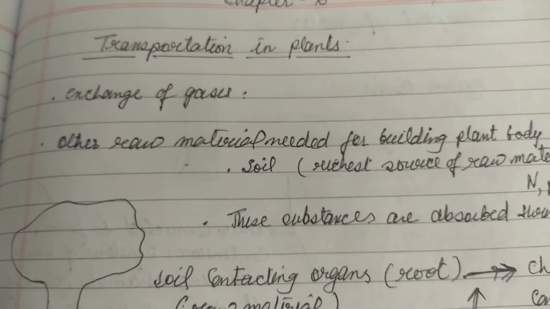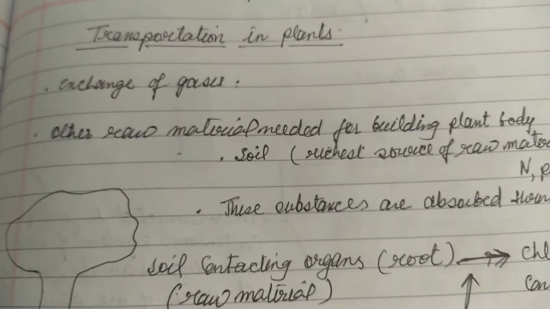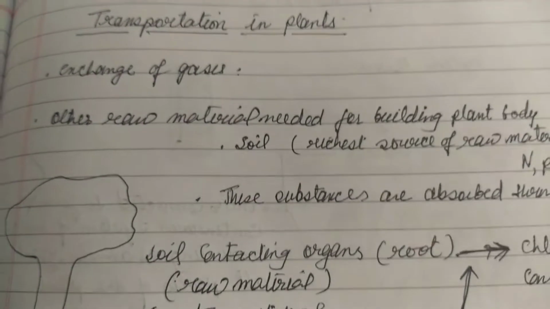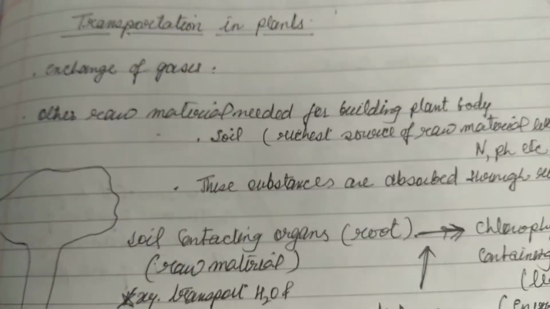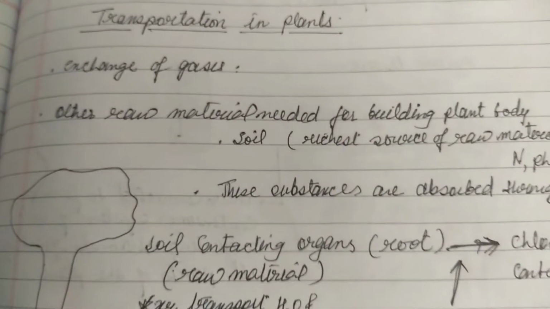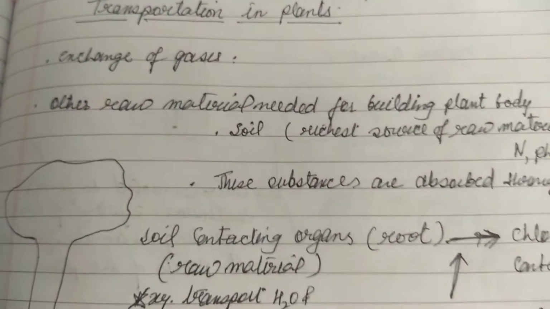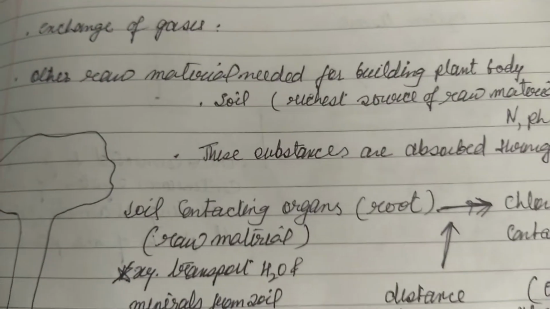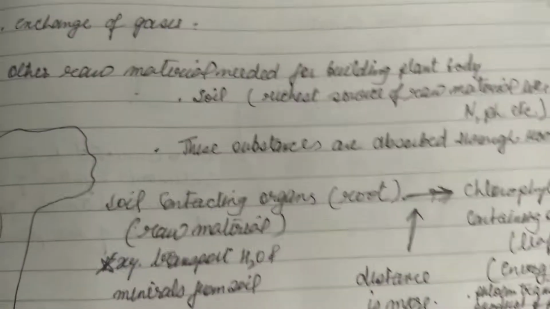Today we'll do one more topic of chapter 6 of class 10th, that is transportation in plants. In previous videos we have studied about exchange of gases. See how the plants take carbon dioxide, how they release oxygen. So in this video we'll discuss how they will take water and how they will take other raw material that is required for the building of plant body.